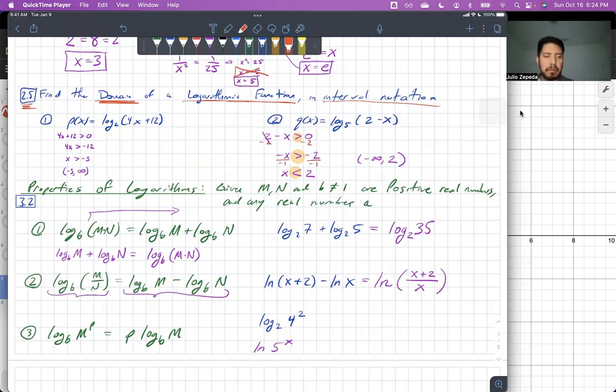We're not going to go into the proof of this, but we could prove that this is, in fact, something that we can do. So let's actually do the second of these first, just to make sure that we understand what's going on. So the natural log of 5 to the x, this x can come out to the front, and it becomes x times the natural log of 5, and that's it.